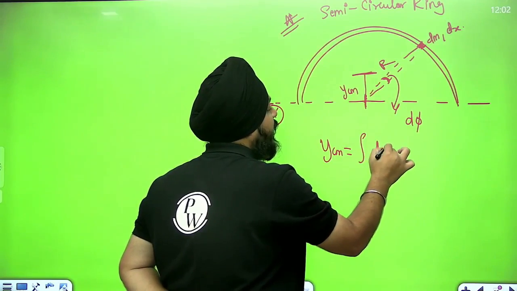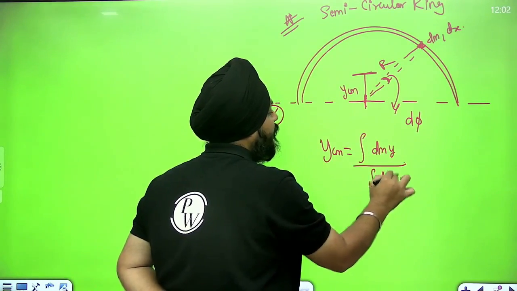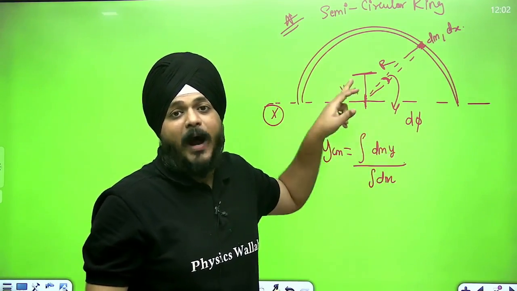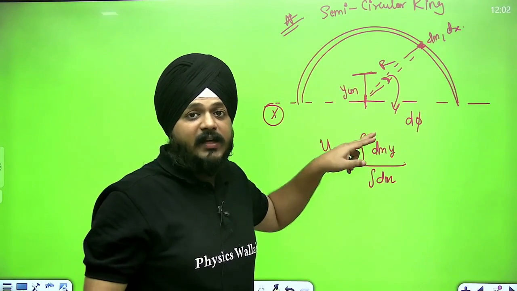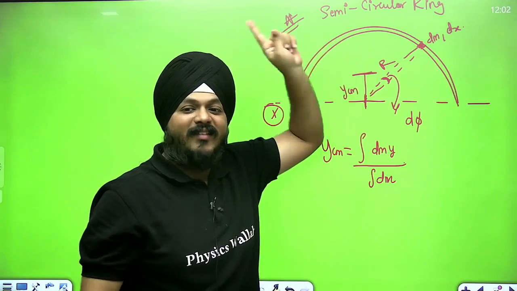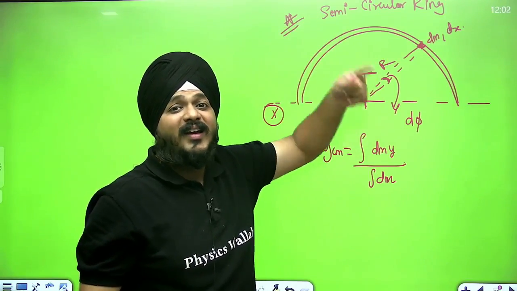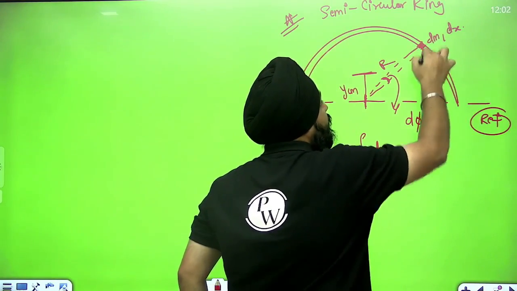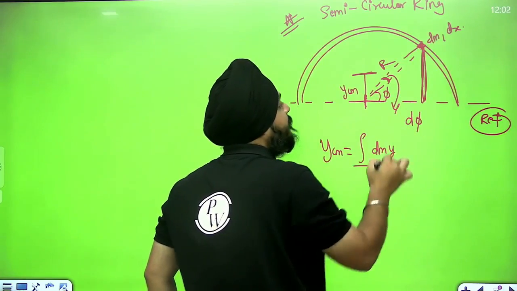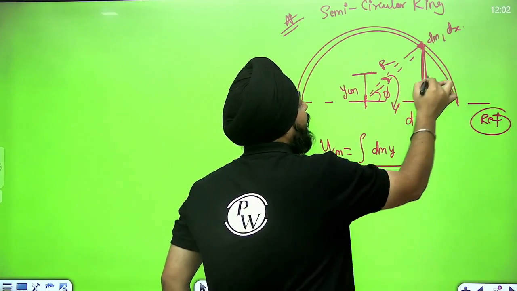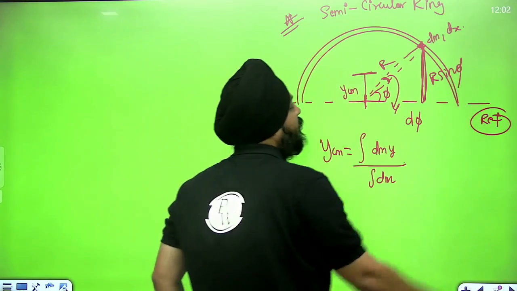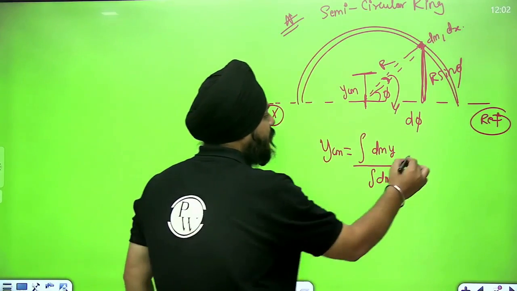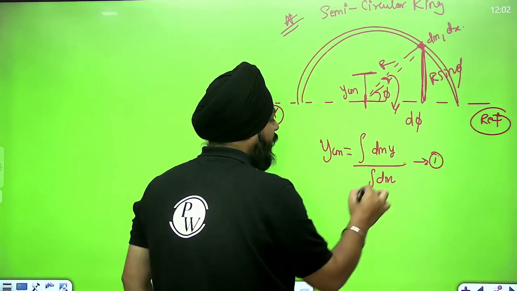Right, so that is equal to integration of dm y whole divided by integration of dm. Y is the distance of the elemental mass with respect to a reference line. This is the reference line. This is the distance. Suppose we call this angle phi, and this is 90, then this is going to be r sine of phi. So this y value is r sine of phi. Consider this as equation number 1.